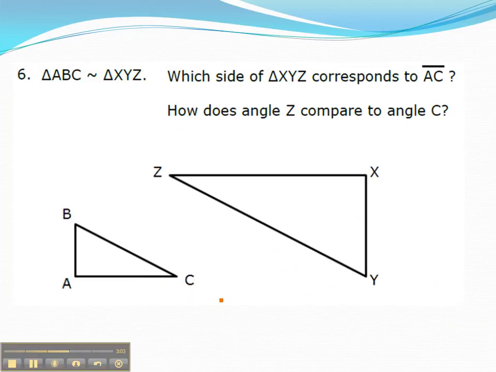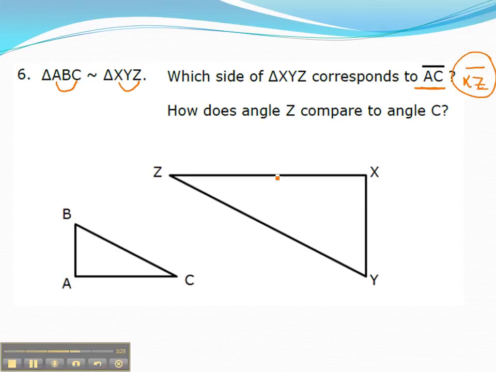Okay, number 6. Triangle ABC is similar to triangle XYZ. Which side of XYZ corresponds to AC? That's easy. AC are the first and last letters of this similarity statement. XZ are the first and last letters of this similarity statement. So the answer to this is side XZ.